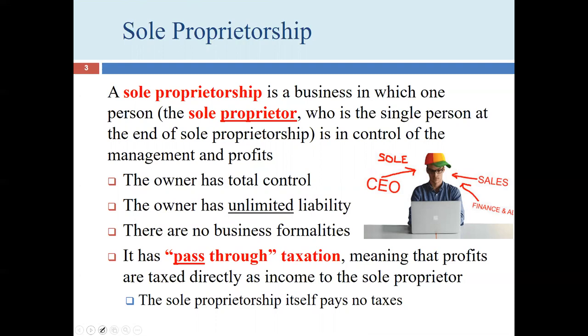Well, we see two words in it, and the two words are pretty good indications about what's going on. The word sole, as we know, means one or only. So this type of business structure applies when there is a single owner. So we're not talking about a situation with two or more owners. There's a different term for that, partnership. So in this situation, there is a single owner.